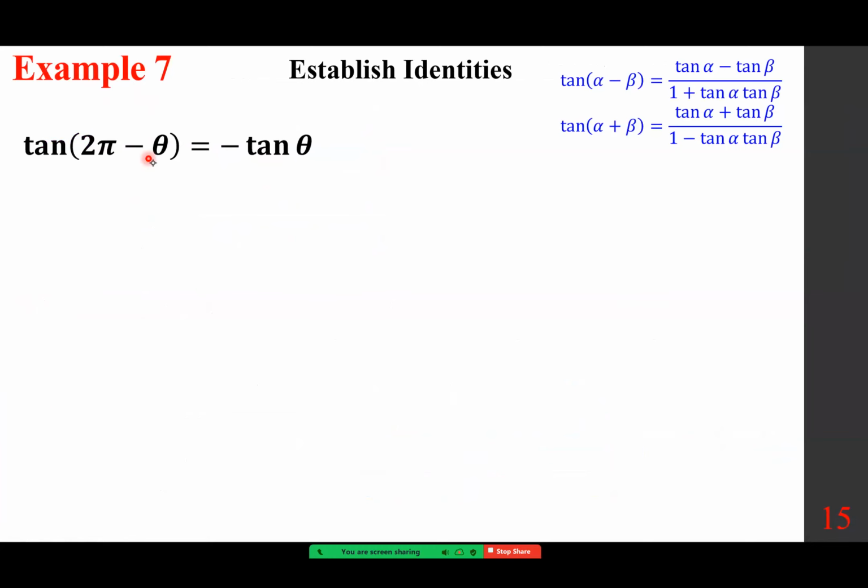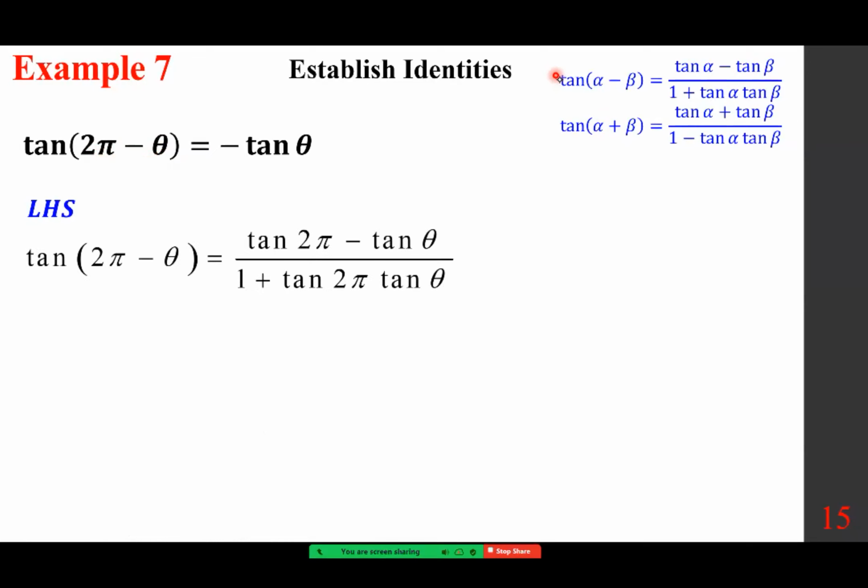Tan of 2 pi minus theta equals minus tan theta. Again, we start with the more complicated side, namely the left-hand side. So what is tan of 2 pi minus theta? We use this formula, tan alpha minus tan beta. So tan of 2 pi minus tan of theta over 1 plus tan of 2 pi tan of theta. So we use this formula.